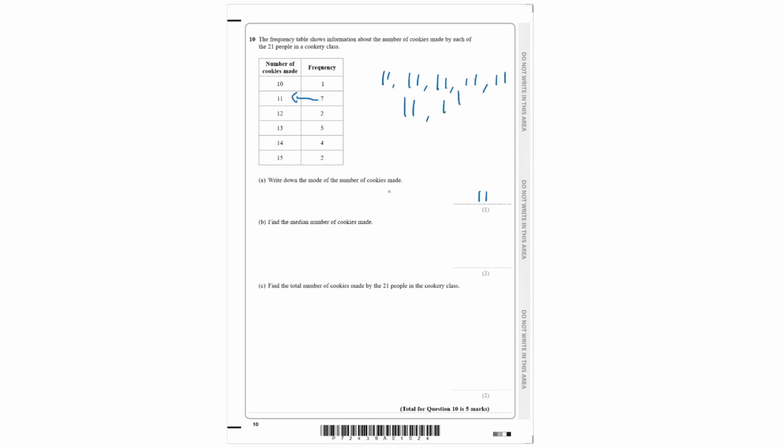Find the median number of cookies made. So we know that there are 21 people. So to find the median, we simply divide it by 2. So we have 21 divided by 2 is equal to 10.5. So we have to round up and look at the 11th person.